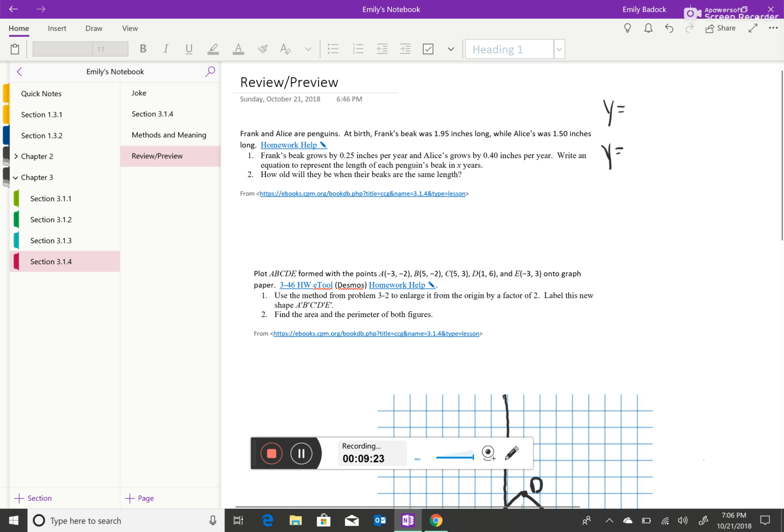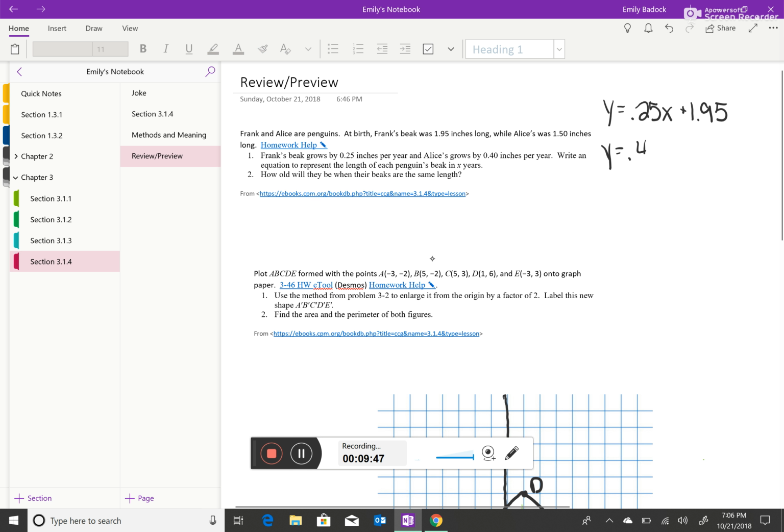And I'm going to say Frank's beak was 1.9. Actually, let's do the years first. So every year it grows by 0.25. So if I want to know how much it grew within the second year, I'm going to multiply that number by 2. But we can't forget that when he was born, it was 1.95 inches, which would be my y-intercept.